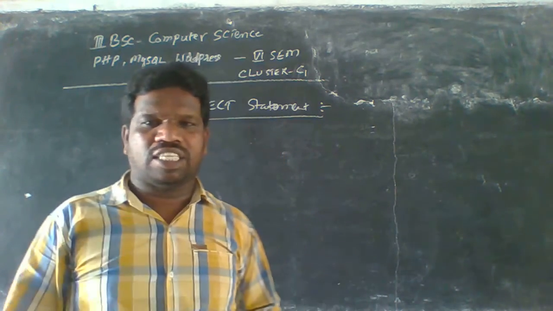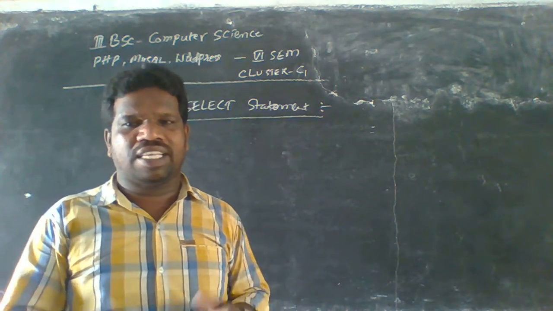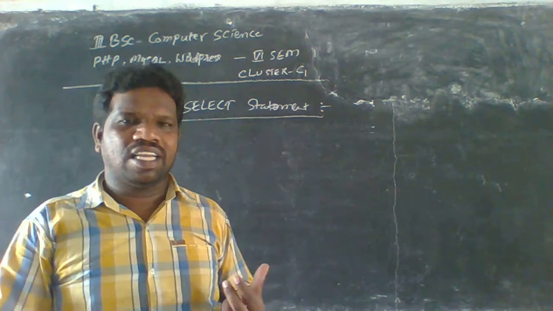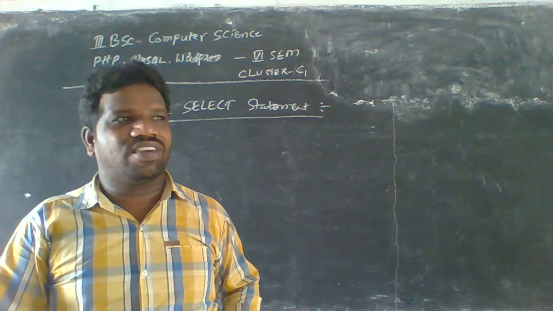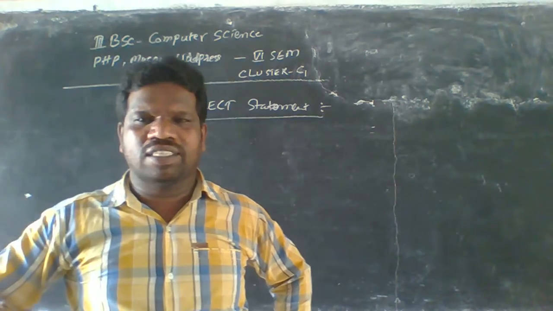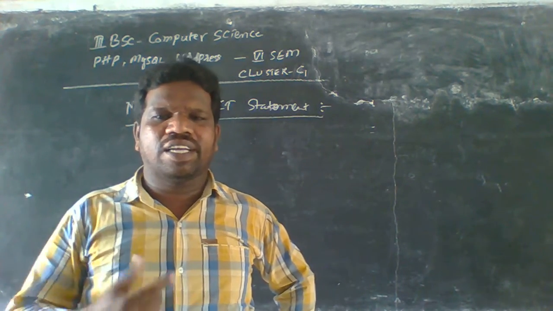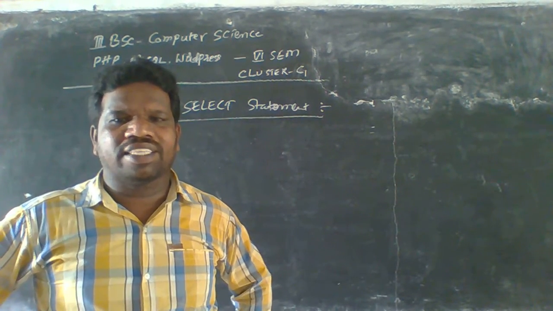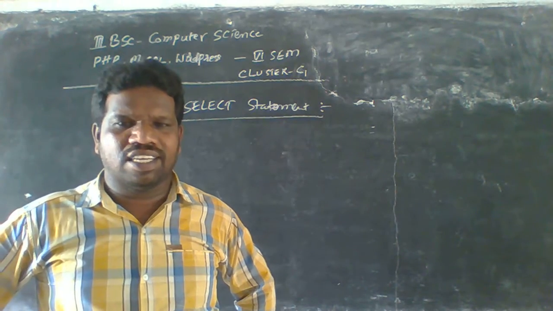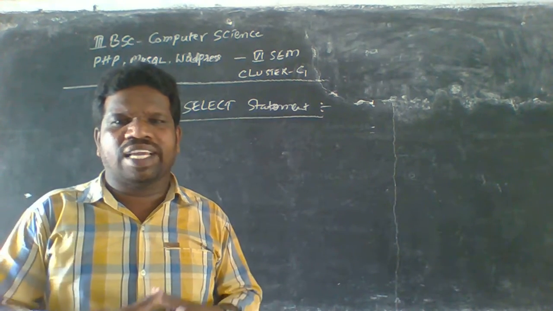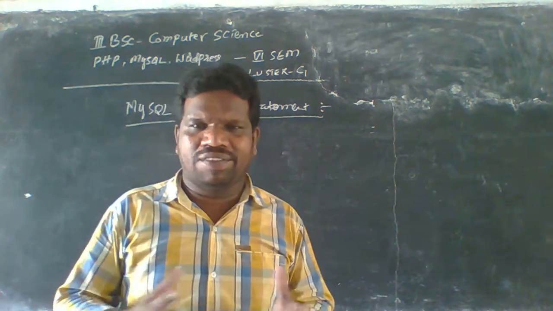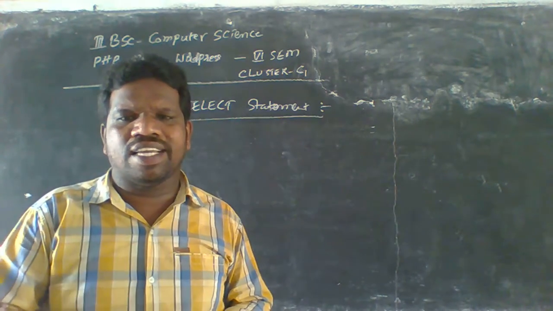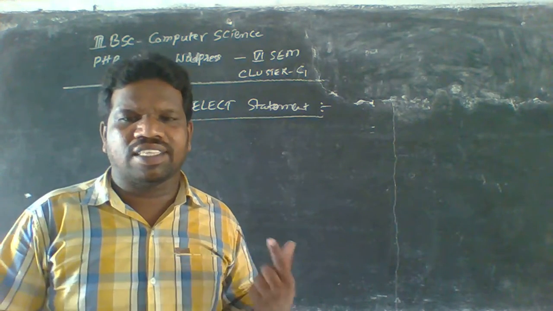The MySQL select statement. The select statement is used to select data from a database. Using this MySQL statement, we can select the data from the database here. That's why we use the MySQL select statement. The data returned is stored in a result table called the result set here. Now we can retrieve the data from the database.